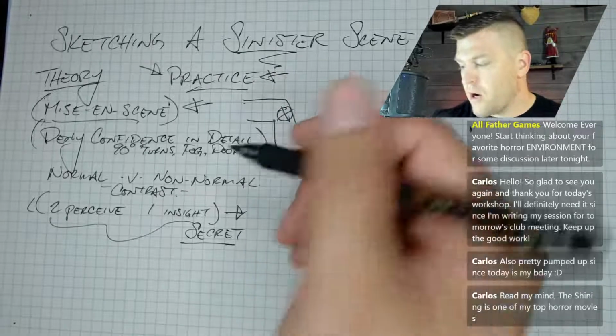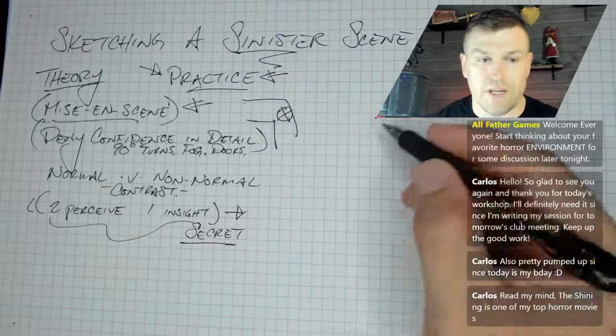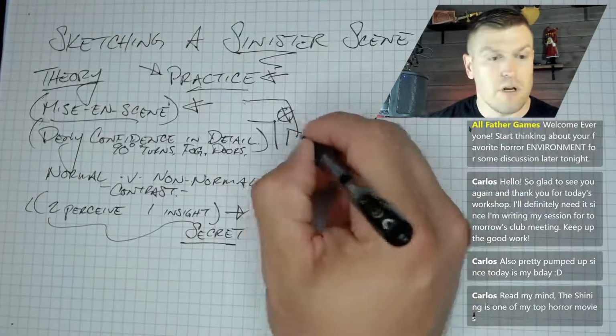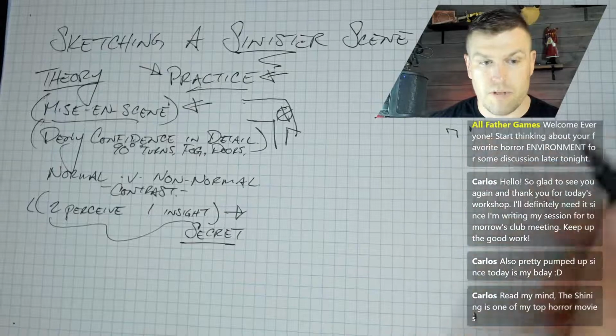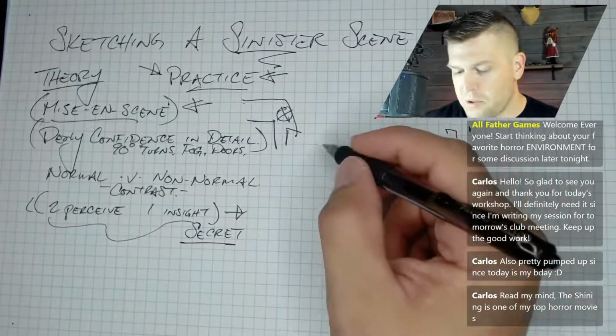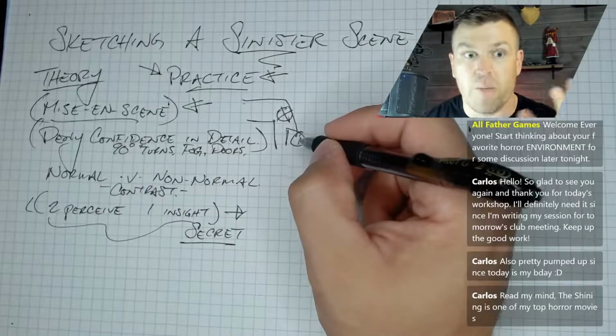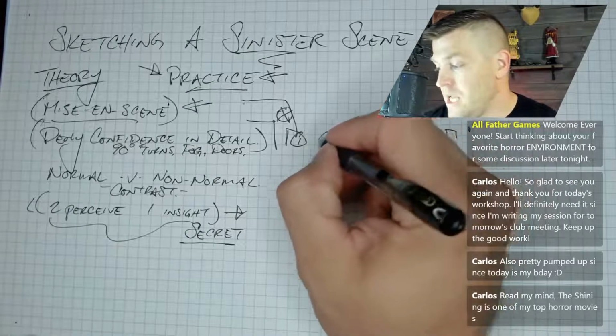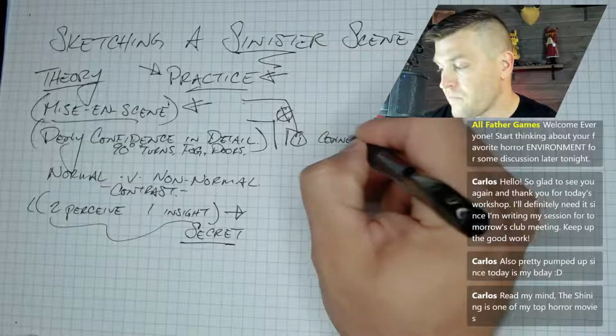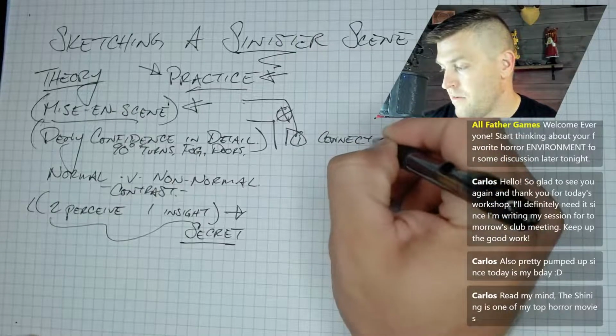So whenever we are creating our horrifying scene, whenever we're creating our horrifying scene, our dungeon or our environment, our encounter needs a connecting feature. A connecting feature.